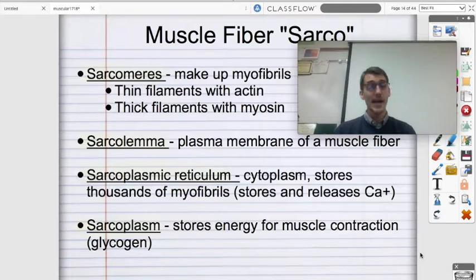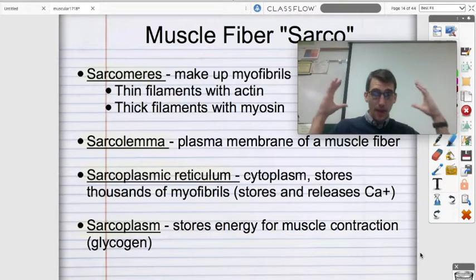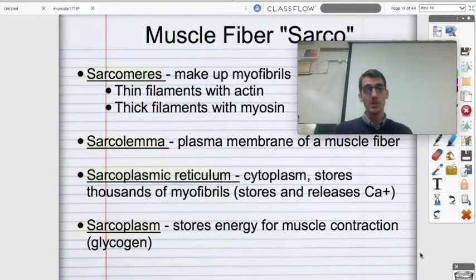All right, and then the cytoplasm of a muscle cell is called the sarcoplasm. And in the sarcoplasm, it has a lot of stored energy in the form of glycogen. Glycogen is a big, long polysaccharide energy storage molecule that's made from linking a bunch of glucoses together. All right, but it's a storage molecule. Muscles are energy hogs. They need a lot. They need a lot of glucose, a lot of oxygen, and a lot of ATP in order for them to function properly.